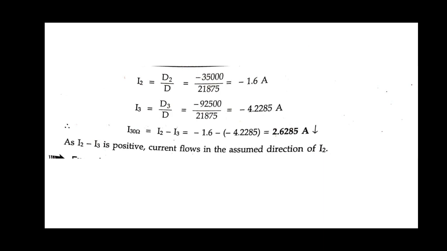Now we have to calculate the current through the 30 ohm resistance. This is the algebraic sum of I2 and I3, because the current I2 is flowing through the 30 ohm resistance, as well as I3. So I2 minus I3 means minus 1.6 minus of the minus 4.22. So the total current through the 30 ohm resistance is 2.62 ampere. As this is positive, it means the current flows in the assumed direction of I2. Okay, thank you.